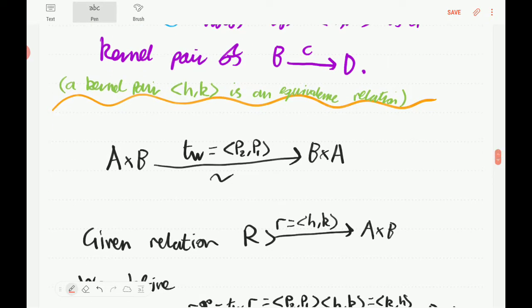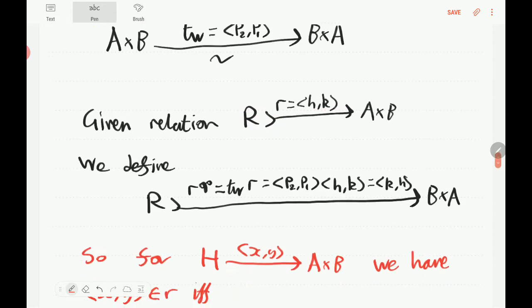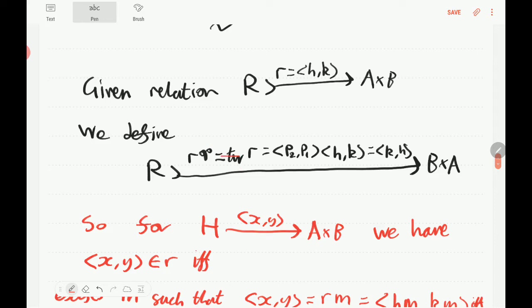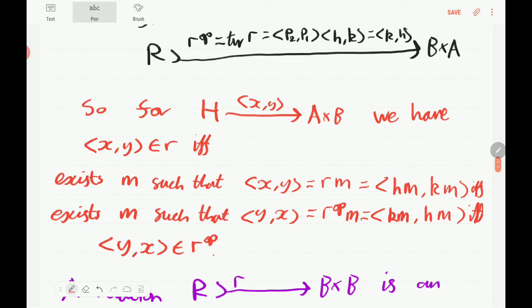Okay, now equivalence relations. Twist is ⟨p2, p1⟩. It's this isomorphism from A times B to B times A. Given a relation R, which we could write as ⟨H, K⟩, a monomorphism from capital R to A times B, we define R op to be twist after R. We could call it ⟨K, H⟩. So for an arrow ⟨x, y⟩ from H to A times B, we have ⟨x, y⟩ is in R if and only if ⟨y, x⟩ is in R op. Here's the proof.